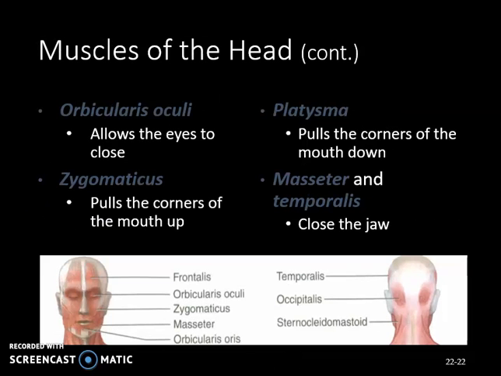All right. Muscles of the head continued. So again, the oculi, that goes with the eye. Zygomaticus is in the cheek area. The masseter is also a muscle to know. And then the temporalis we mentioned in the previous slide.